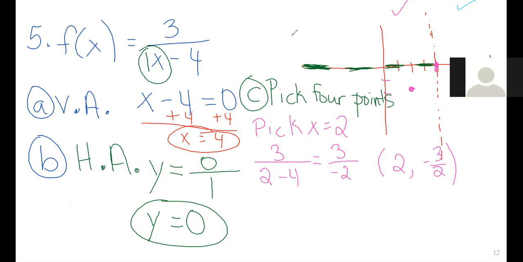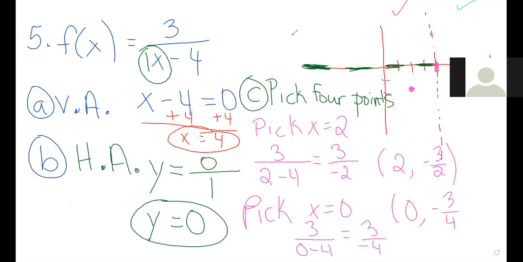All right, now I'm going to pick another one. I like to pick easy ones, okay? I mean, technically, I guess you could pick negative 17, but who wants that? That's ugly. So let's pick 0 because I'm still sticking on the left. So if I'm going to pick 0, that's fine. I'm going to plug that in. We get 3 over 0 minus 4. So that is 3 over negative 4. So that means 0 and then negative 3/4 would be on my graph. So 0, negative 3/4 would be somewhere right up in here, and that would be on my graph.